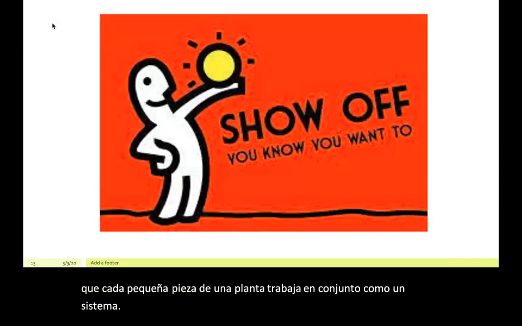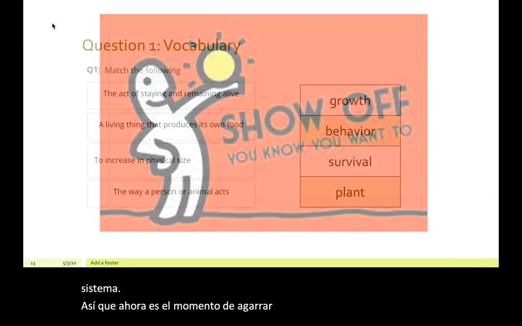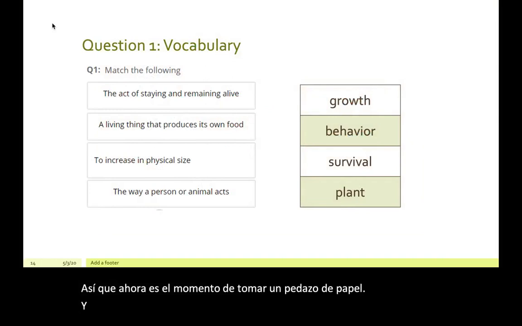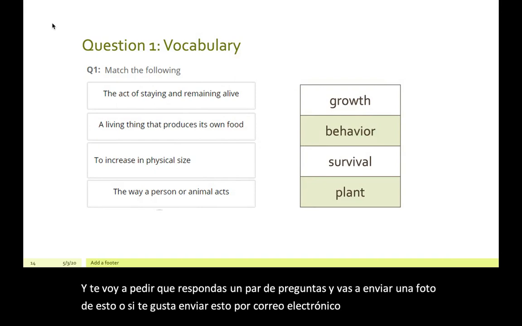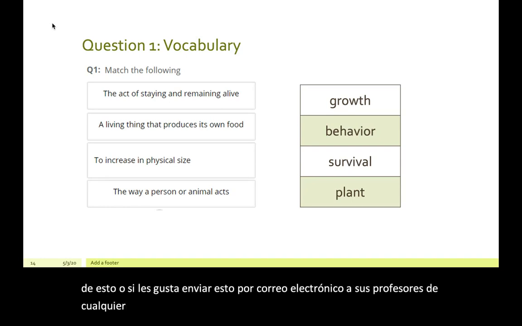So now it's time to grab a piece of paper, and I am going to ask you to answer a couple questions, and you're going to send a picture of this, or if you'd like to email this to your teachers, either way works, so that they can see what you've done in science today.